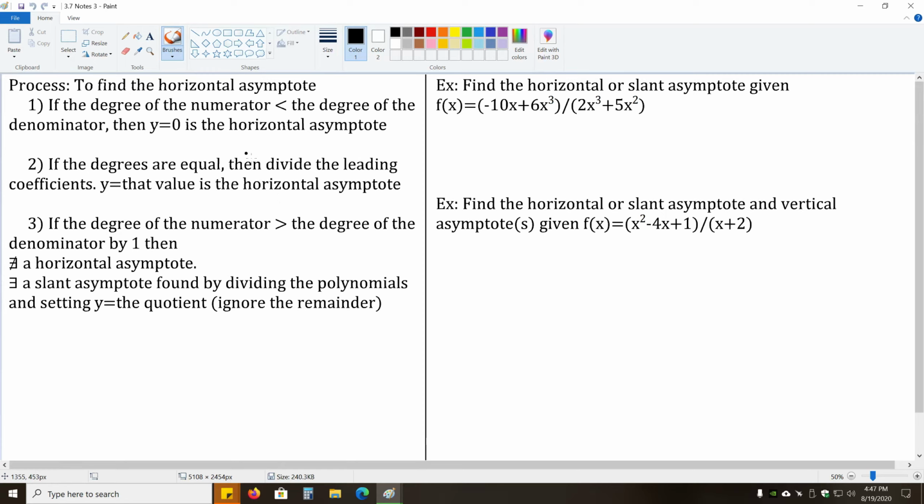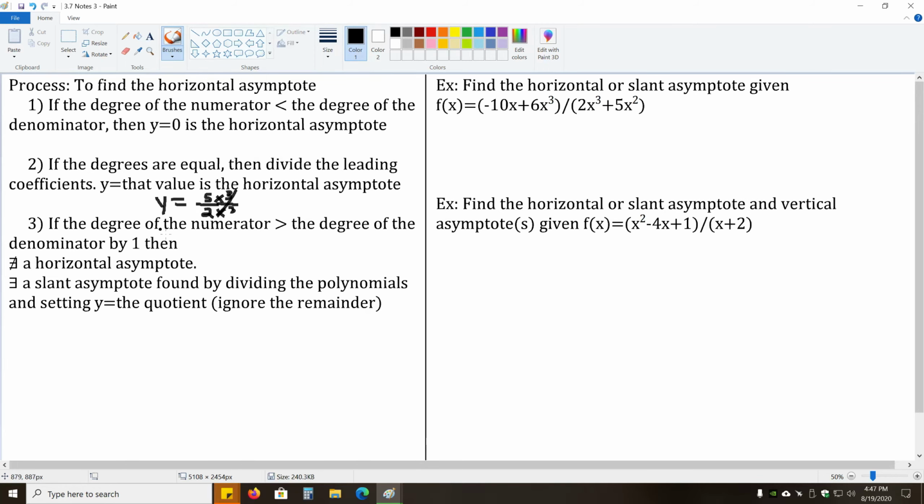So if the largest term, meaning the largest exponent in the numerator, is 5x cubed, and the largest exponent in the denominator has a term of 2x cubed, then you would just set y equal to that 5 over 2. You can ignore the x cubes, or you can let them tag along as well. They'll simplify out anyway, but y equals 5 over 2 would be your horizontal asymptote.